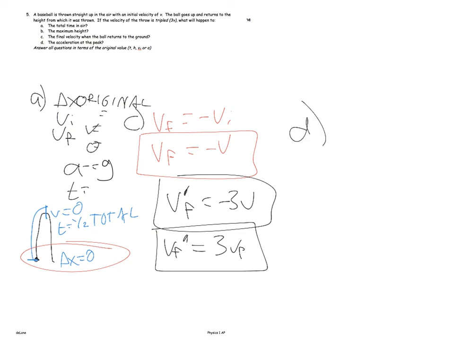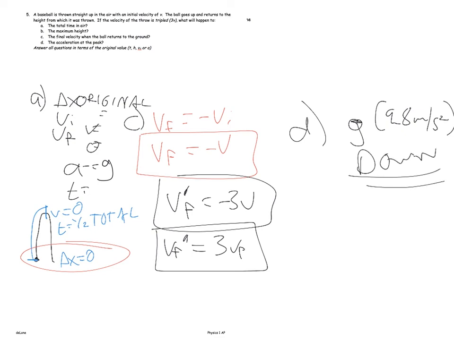For part D, actually a bit of a trick question because the acceleration is always g, that 9.8 meters per second squared, and it's going down. Anytime it's in midair at the peak or otherwise, that is going to be our acceleration. So we should know that no matter what. So there you have the first part of this homework 3 here.